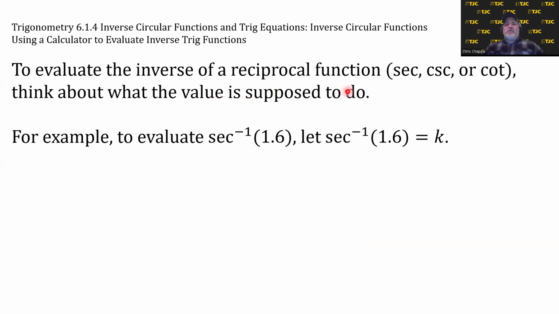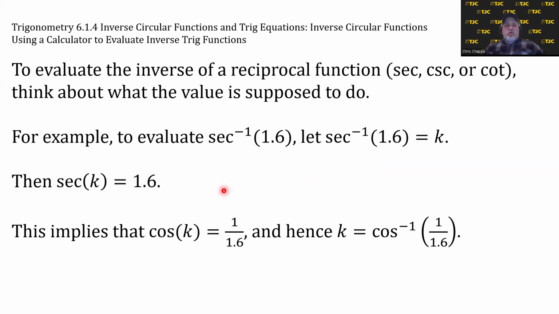To evaluate the inverse of a reciprocal function, secant, cosecant, or cotangent, think about what the value is supposed to do. For example, to evaluate secant inverse of 1.6, let's let secant inverse of 1.6 equal k. That means that secant of k is supposed to equal 1.6. Remember how inverse functions work. Input of one is the output of the other, and vice versa. But secant is just 1 over cosine. So this implies that cosine of k is equal to 1 over 1.6.